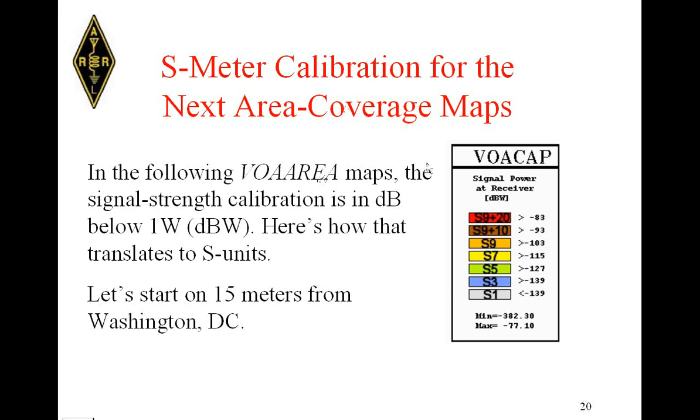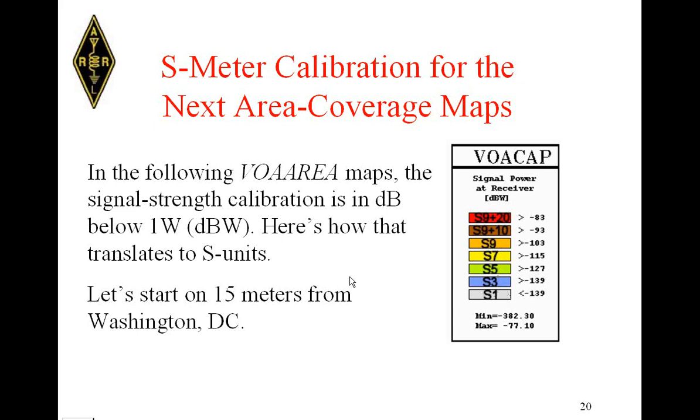In the software suite that's called VOACAP, there's a program called VOAAREA, which shows area maps and the coverage that you get. In the next presentation, you're going to see this color scheme. A blood red signal is going to be S9 plus 20 dB. This is for 1,500 watts of power. A brown signal is going to be S9 plus 10 dB. Orange is S9, yellow is S7, green S5, light blue is S3, and less than S1 is kind of a grayish color.